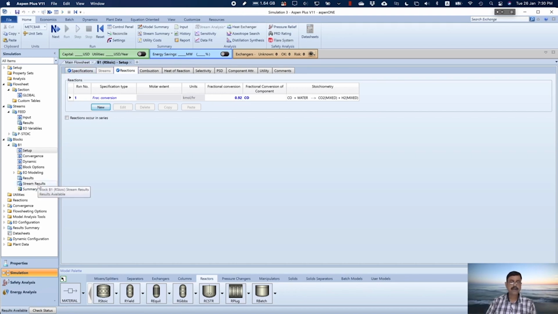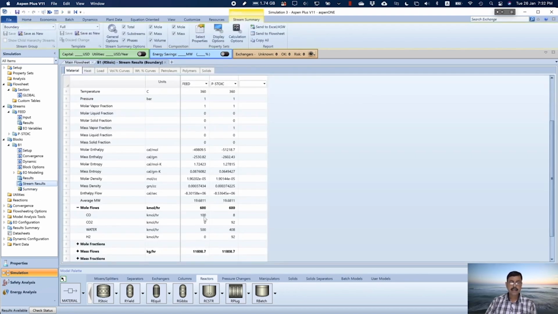Go to stream results. So here you can see in the feed we had 100 kilomole per hour of carbon monoxide, but in the product of the stoichiometric reactor we have only 8 kilomole per hour carbon monoxide. So 92 kilomole per hour of carbon monoxide has been converted into carbon dioxide. And similarly, due to stoichiometric equivalence, 92 kilomole per hour of hydrogen has been produced.